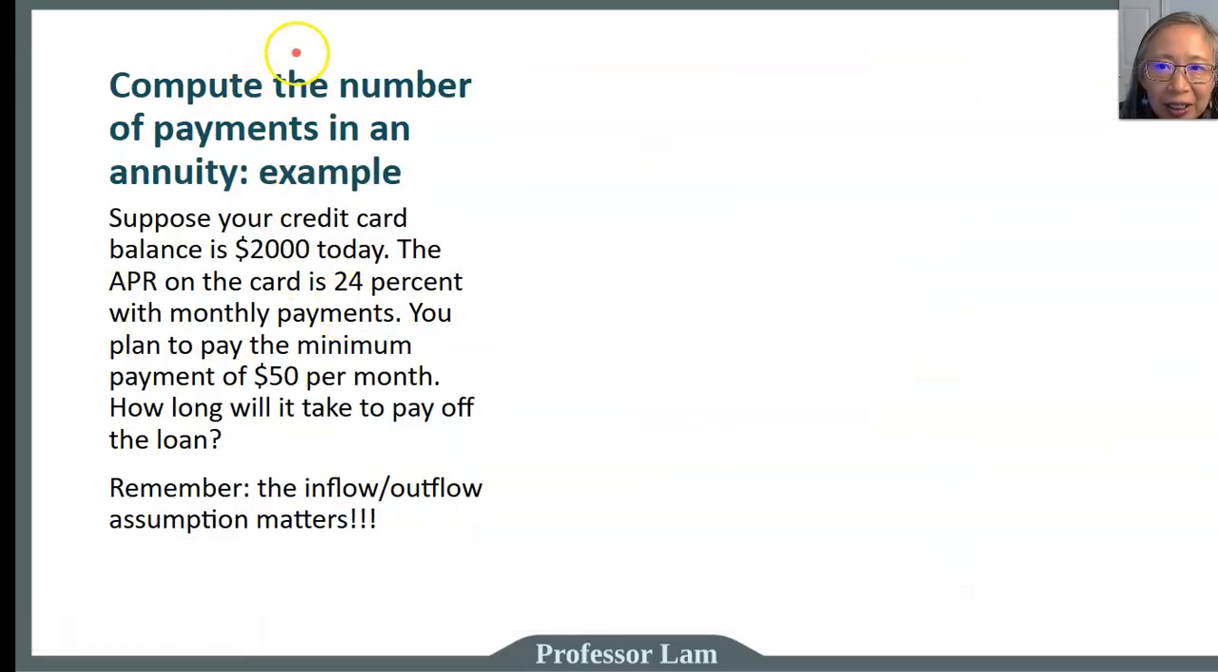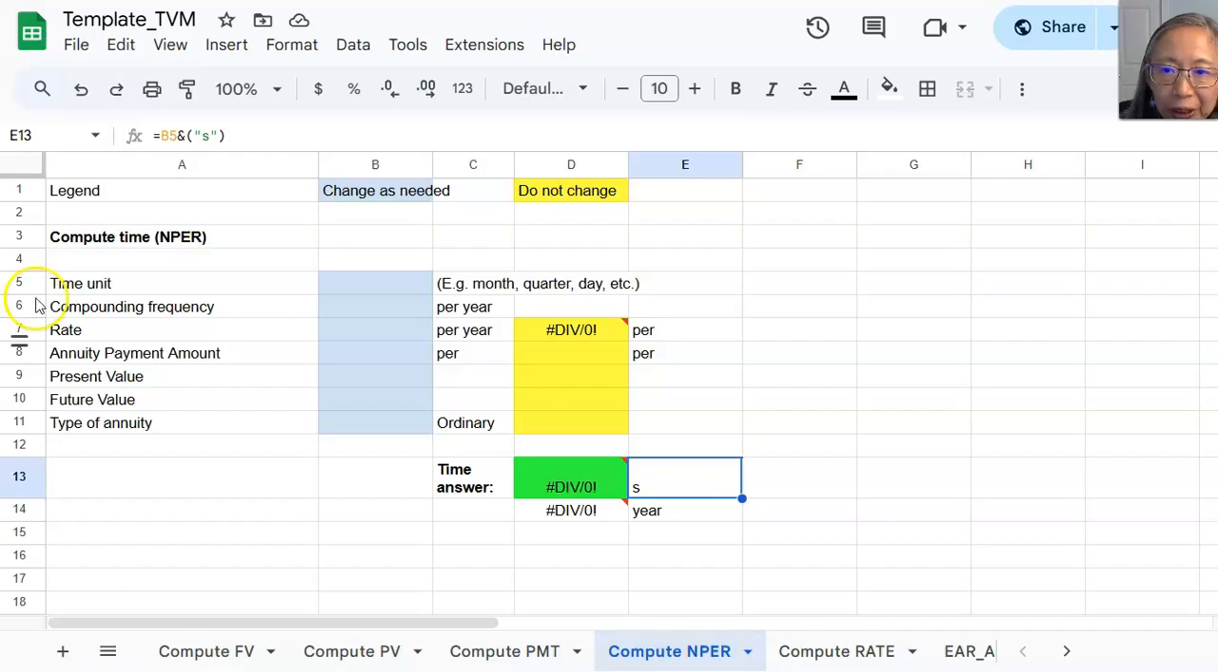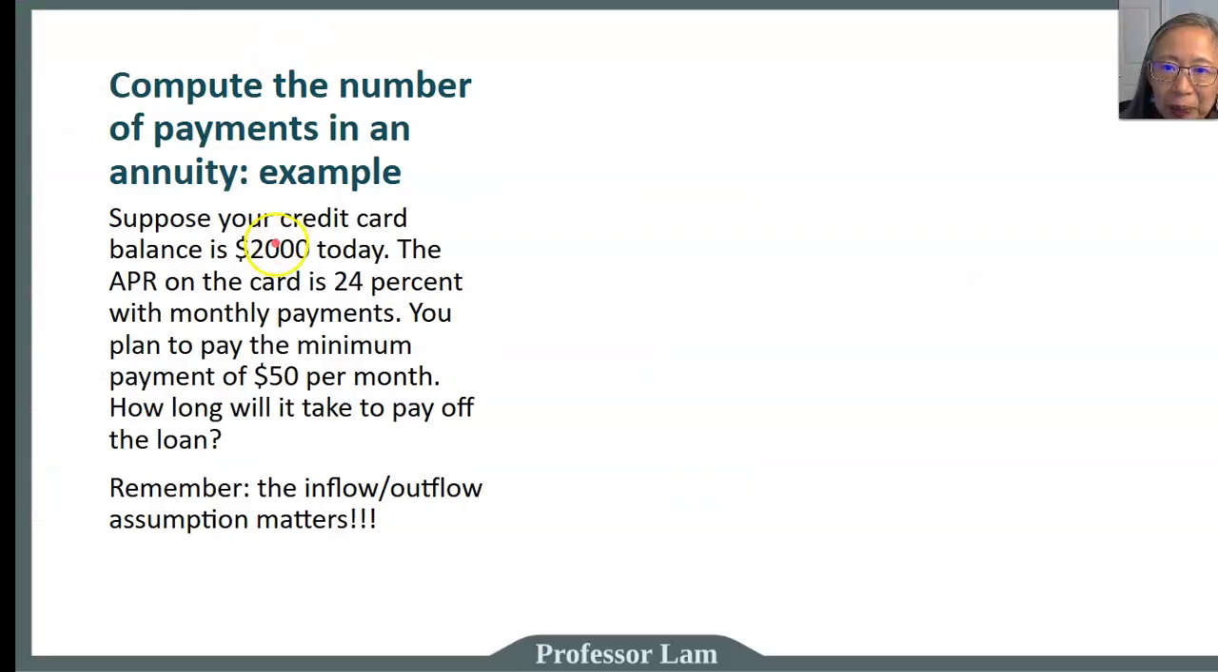Next, we're going to try to figure out how long it will take for us to pay off a credit card. This is similar to a problem that you've seen before. So in the template, we're going to use time. So time is NPER. So we're going to use this template. The $2,000 balance is what you owe today. So the $2,000 is present value. The interest rate is 24% per year. And you plan to make the $50 minimum payment per month. So this is an outflow, so you're putting away $50 per month.